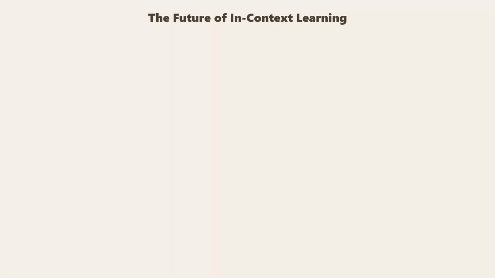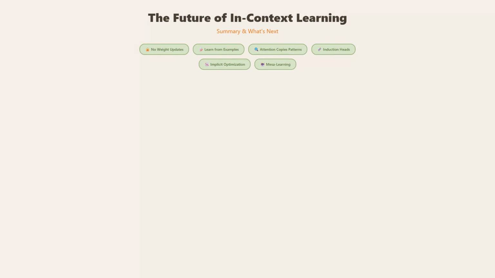Let's summarize what we've learned about in-context learning. We discovered that models can learn without weight updates, simply by reading examples in their context. This works through attention mechanisms that copy patterns from demonstrations. Induction heads serve as the pattern matchers that make this possible. The process may be equivalent to implicit gradient descent happening within the forward pass, and Mesa-Optimization Theory suggests that transformers learn to implement learning algorithms during pre-training.